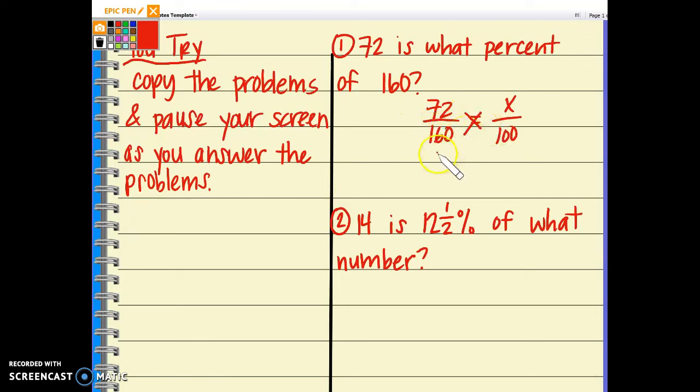Cross multiply, we get 160x equals 7,200. Divide both sides by 160 to get x by itself. And you get x. Don't forget the percent sign because this time we were solving for the percent.